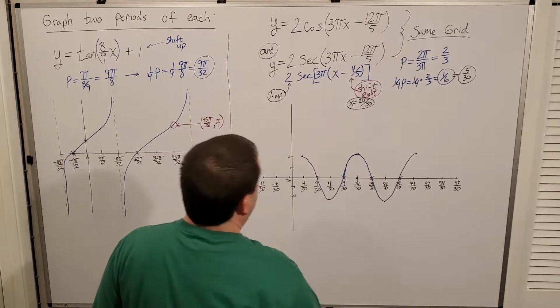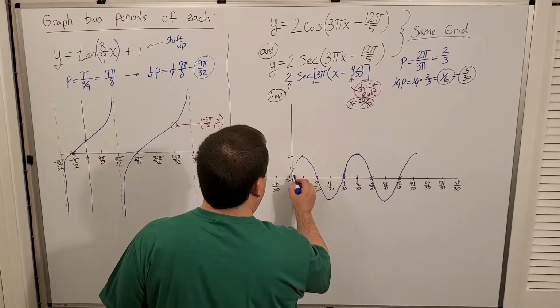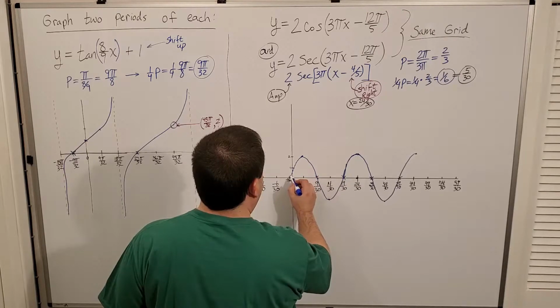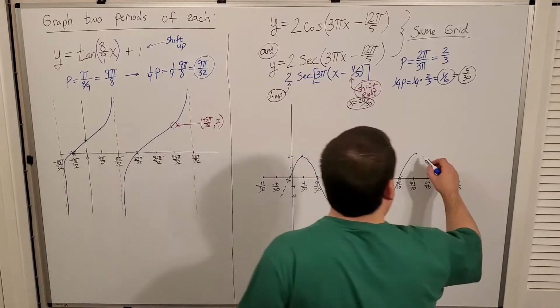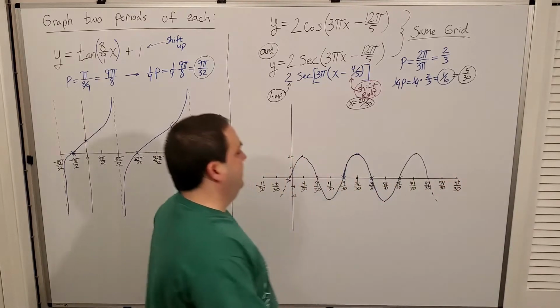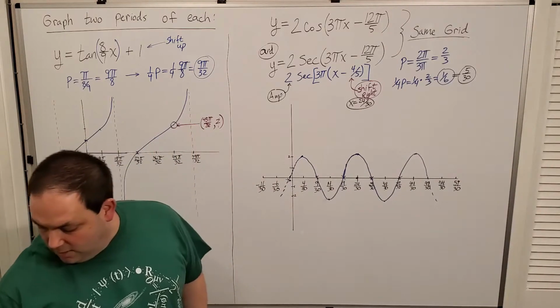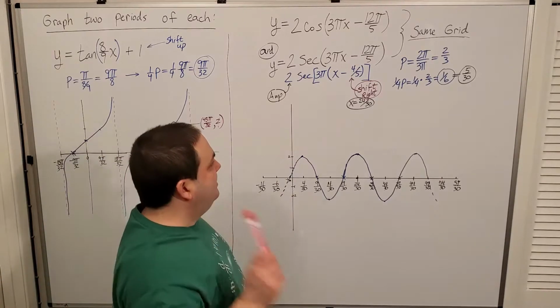Okay. And then, of course, it's going to hit on through here and just keep going. Same thing over here, right? It's going to hit through here and just keep trailing on from there. So I've got two periods of the cosine now. Let's throw up the asymptotes for the secant.